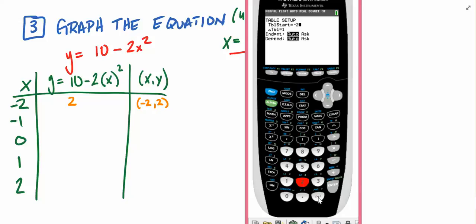Okay, the next line down says triangle TBL. That stands for delta table. That means the increments in which the x values change. And since our x values are negative 2, negative 1, 0, 1, and 2, they're changing by a value of 1, so we're going to keep it as 1. Okay? Now you also have this option of independent auto or ask, and dependent auto or ask. That just means we want the calculator to generate the values, not us asking the calculator for values. So we're going to keep those both as auto.